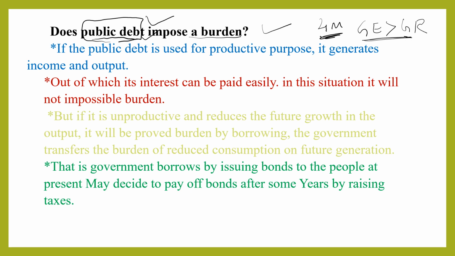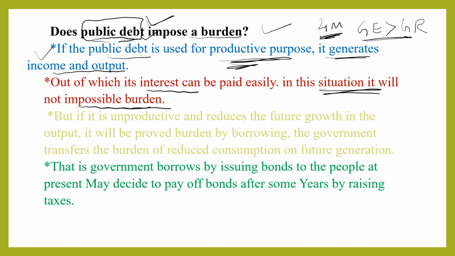Let us discuss. If public debt, the borrowed money, is used for productive purpose, definitely it will generate income and output. When it generates income, you can easily pay the interest, and when you are able to pay the interest as well as the principal amount, then this public debt won't be a burden. So when you are using it for productive purpose, this public debt will not impose a burden on anyone.